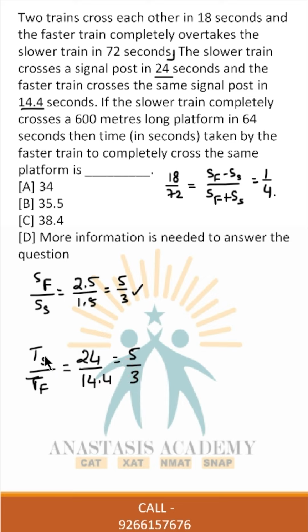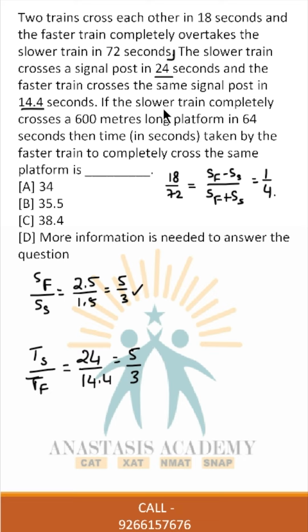So the time taken by the slower train and the time taken by the faster train when they are crossing the same signal post, or covering their own length, is 5 by 3, which is the inverse ratio of their speeds also, which means both the trains have identical lengths. If the ratio of speeds and the ratio of times are inverse of each other, the distance is identical. When they are crossing a signal post, they are simply covering their own respective distance. So both their distances are identical, both their lengths are identical.